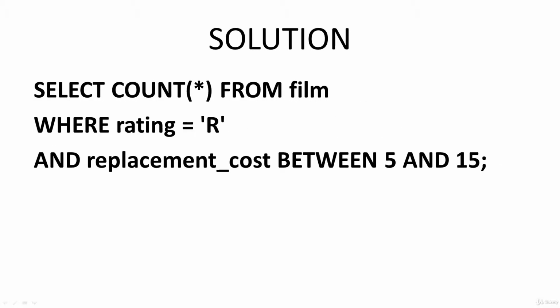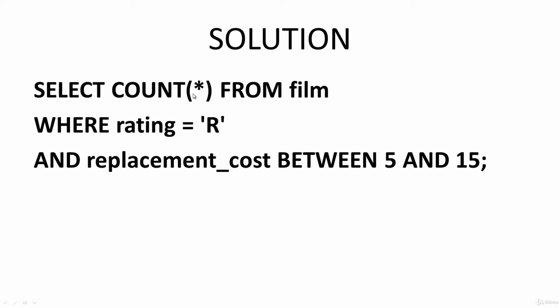Okay, here comes the solution. So the solution was to SELECT COUNT(*), so just select the count of all the rows FROM film WHERE the rating is equal to that string 'R', so single quote R single quote, and the replacement_cost column is BETWEEN 5 AND 15. Notice I don't have to put strings between 5 and 15 because they're both just numeric data types. Okay, so let's go ahead and break this down just a little further.